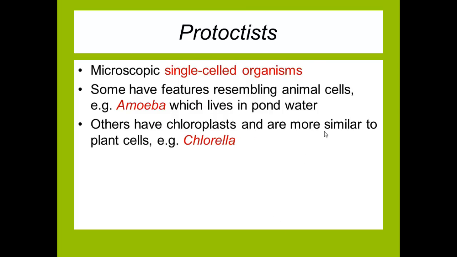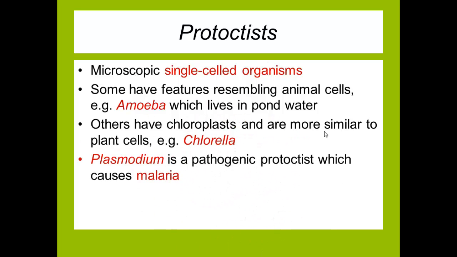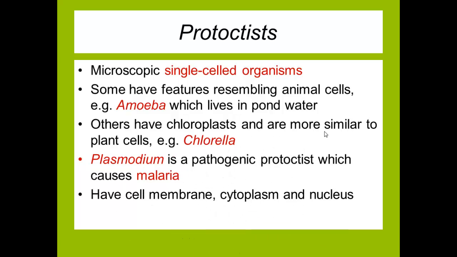But others have chloroplasts, look more like plant cells, such as chlorella. Plasmodium is one of those you'd say would look more like an animal cell, and it's also pathogenic. It causes malaria. Pathogenic means causes harm, and Plasmodium causes harm by giving you malaria. Pretty nasty stuff. And they have cell membranes, cytoplasm, and a nucleus, and that's about all you can say for protoctistans, because they are very, very varied.